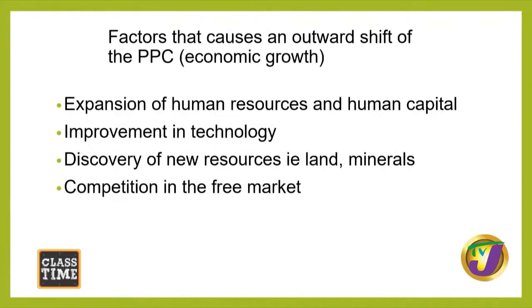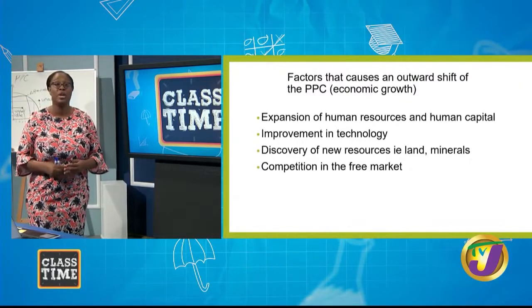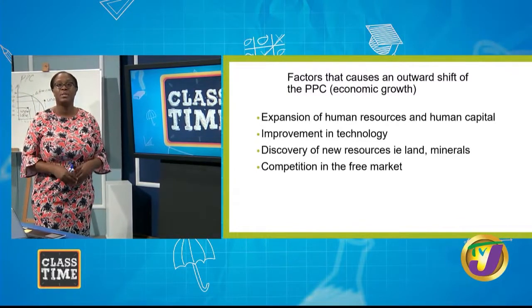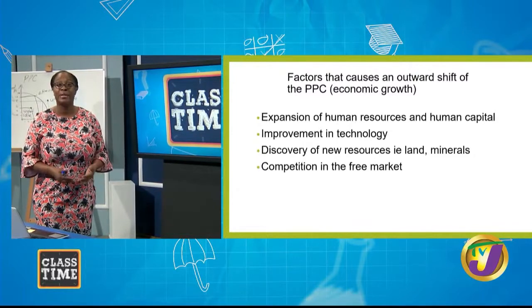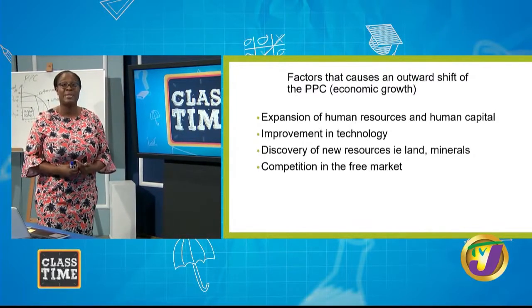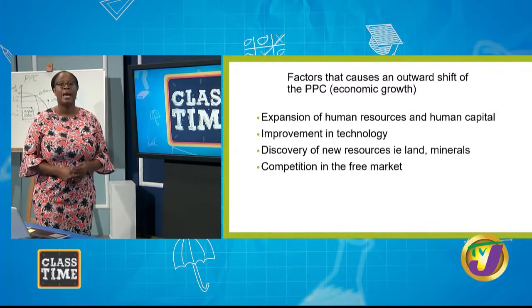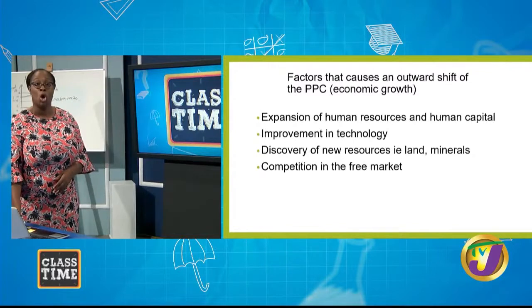The first one there is an expansion of human resources and capital. That means there is an increase, for example, in labor force. We have more persons being able to work within the economy. More persons being able to work, output will also increase. An expansion of human capital, meaning persons are more highly trained, they have skills, they have upgraded themselves, and so in terms of their labor productivity, they are able to produce more.